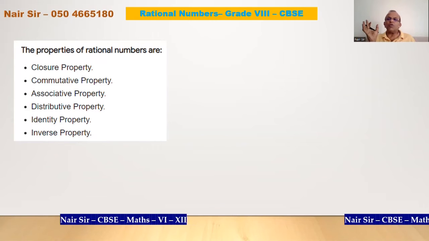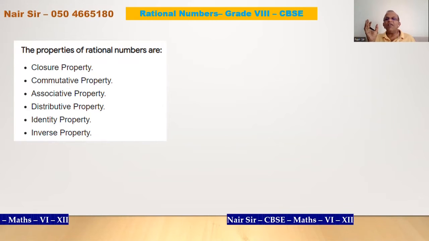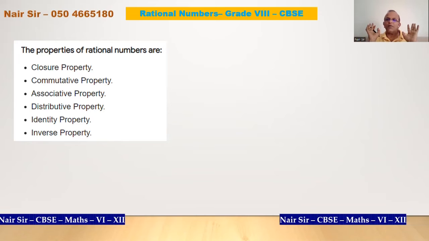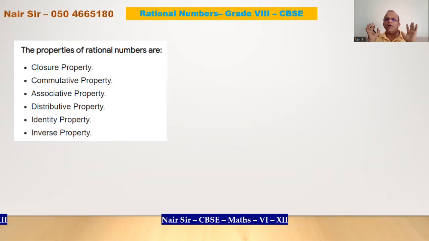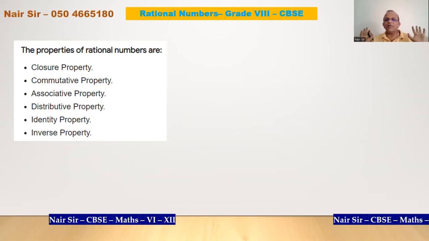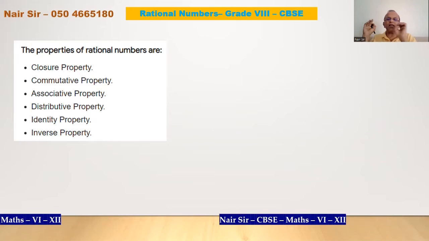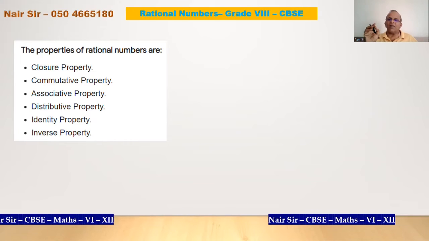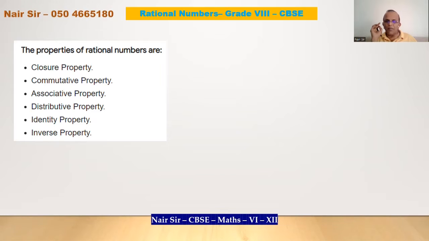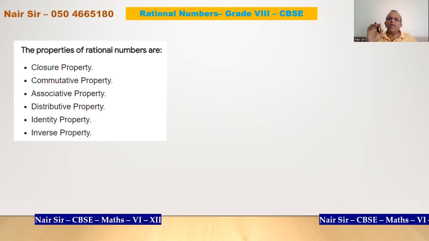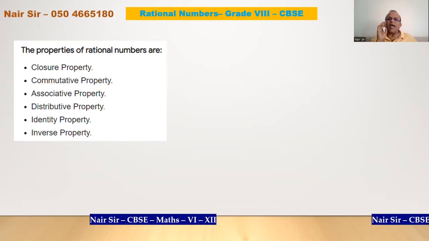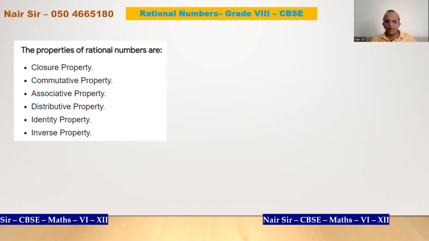When I say closure property, if I add two rational numbers, what will I get? Will I get a rational number? If I get a rational number, that means closure property holds when I add rational numbers. Example.